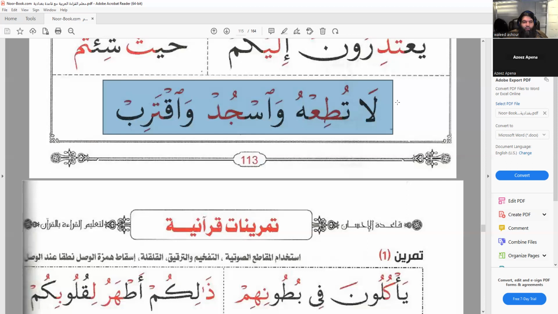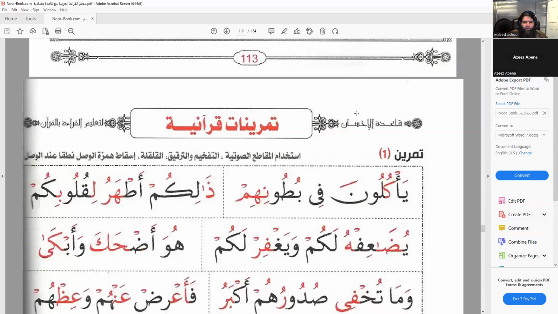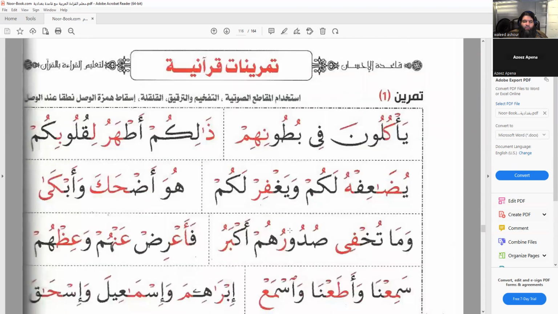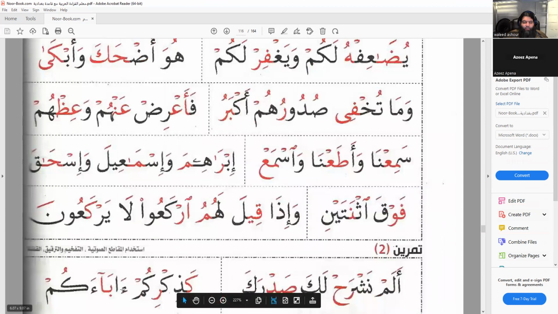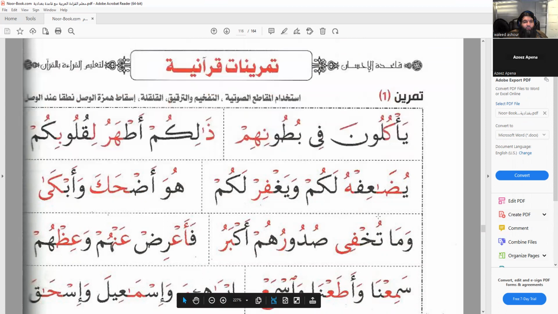So that is the last ayah of Surah Al-Alaq. All right. So these are all the rest. These are ayahs from the Quran, and we can start trying to practice reading our Quran. So here at the top, go ahead and read it, please.